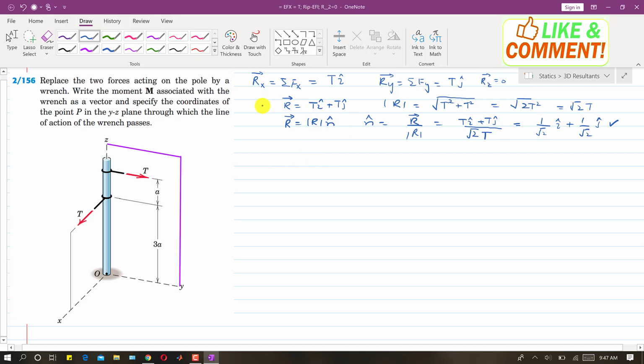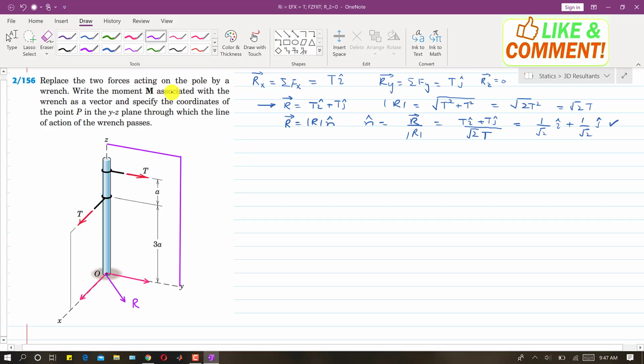So this is the R vector. If you want to represent this R vector in this diagram, the R vector has one component along the positive i. So if I draw that component, it has one component in this direction, and it has another component in the positive j direction. And if you want to represent the resultant as a vector, this will be that vector, right? So this is the resultant vector.